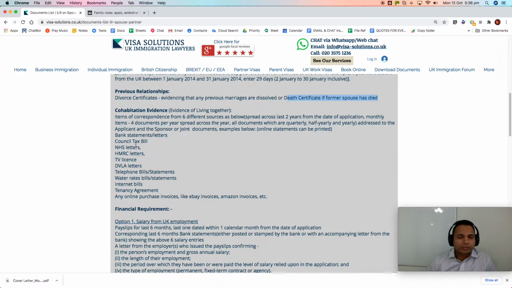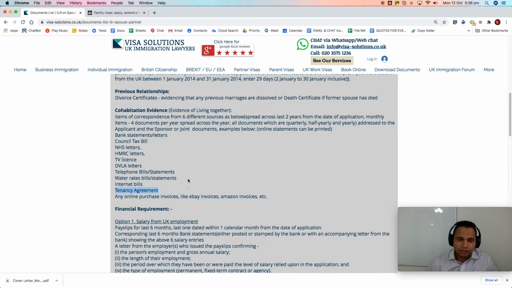Cohabitation evidence. You will need letters addressed to both of you, either jointly or individually. Usually the letters should be issued by government bodies like council tax bill, local authority, NHS, HMRC, TV license, DVLA, DWP, etc. These are the first preferred documents. Second, if you don't have many of those, it can be utility bills, any service providers, bank statements, internet, etc.